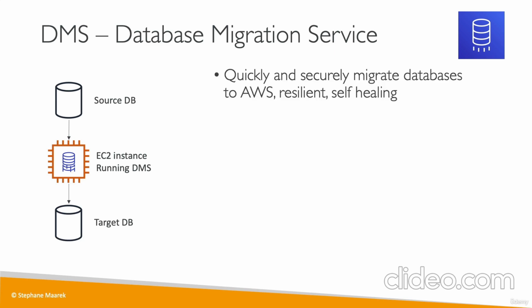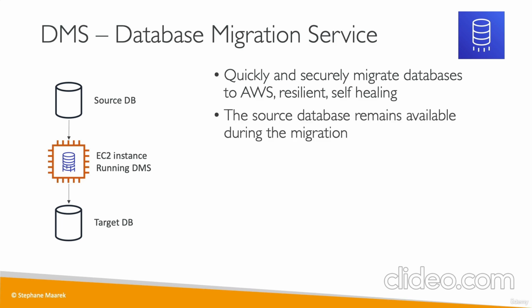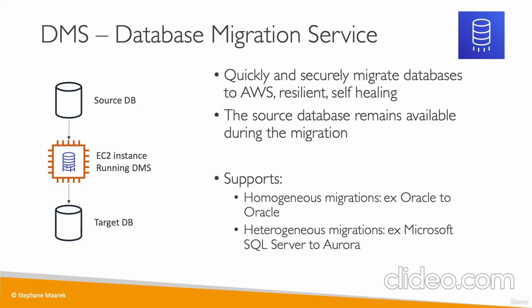So with DMS, we get a quick and secure database migration into AWS that's going to be resilient and self-healing. And the cherry on the cake, the source database remains available during the migration, so we don't have to take it down. It supports many kinds of migrations. So one is called a homogeneous migration, where you have Oracle to Oracle, for example. So it's the same database technology for the source database and the target database. Or it supports heterogeneous migrations when the source database technology and the target are different. For example, a Microsoft SQL Server to Aurora. And in that case, DMS is smart enough to know how to convert data from the source into the target.